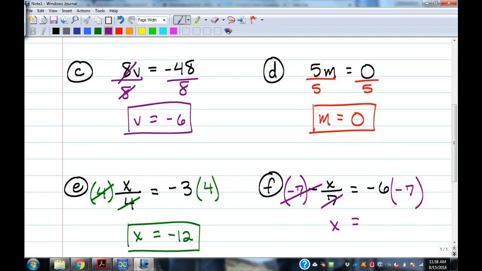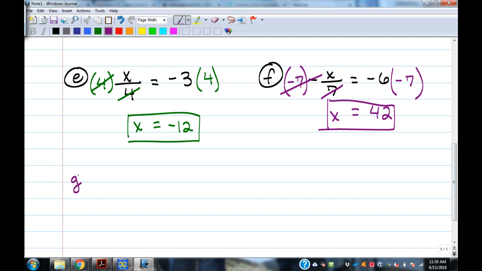Is it negative 42 or positive 42? I heard both. Why is it positive again? Two negatives. The signs are the same. The answer is going to be positive. Okay. Be careful of that. Easy stuff, though. Let's do one on your own here. Say we had n over 11 equals negative 11. And do that one on your own.